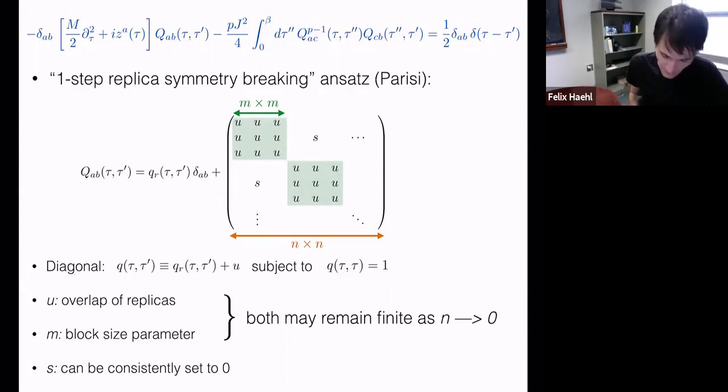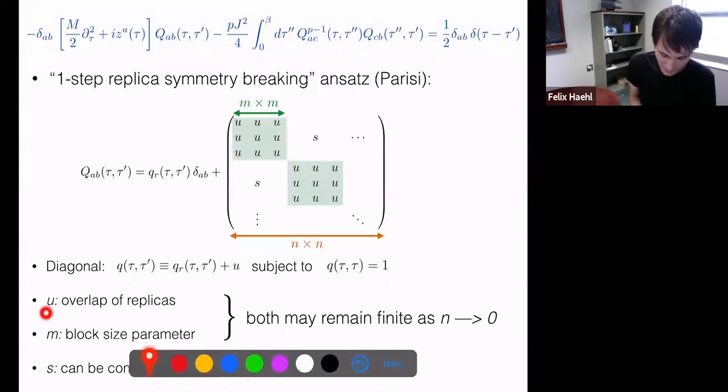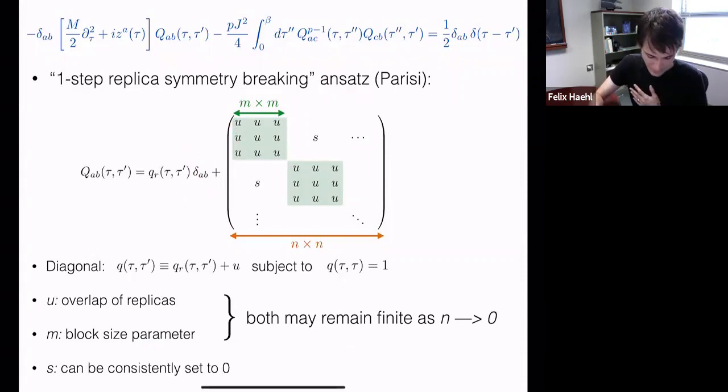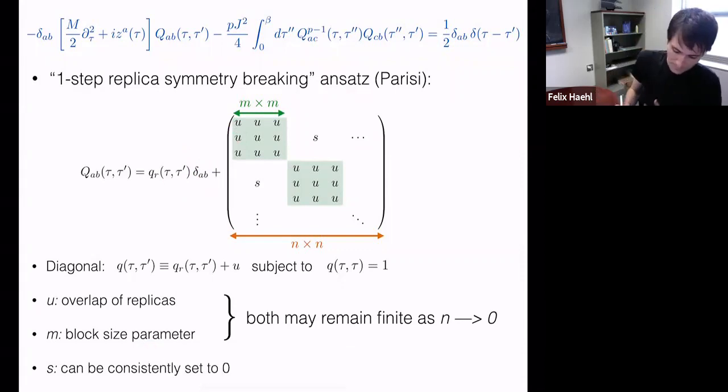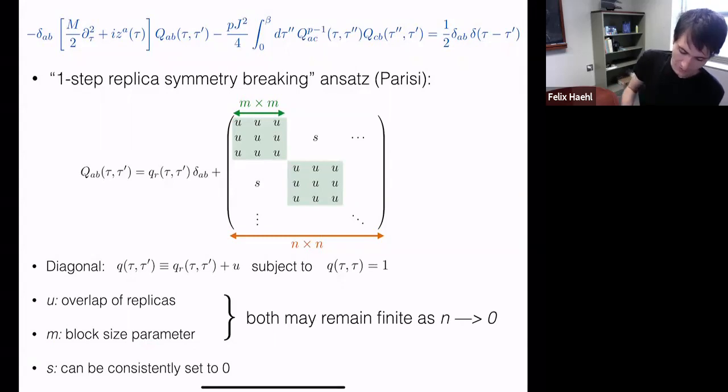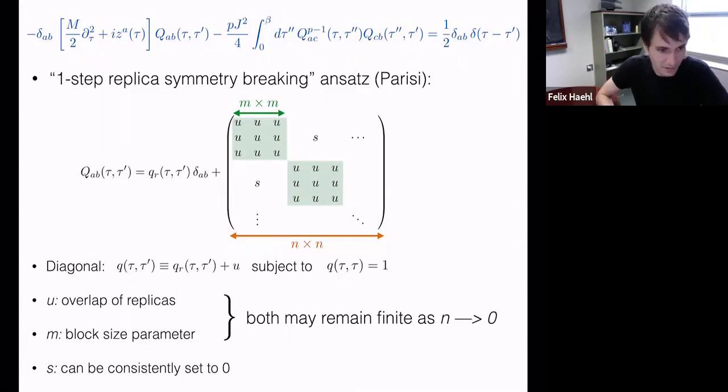Now, the meaning of this u parameter is that it tells you the overlap that you have between replicas. This diagonal time-dependent thing is the self-overlap within any replica, and these u's tell you the amount by which replica symmetry is broken, where you have overlap between replica copies. And in this n to 0 limit, these parameters might stay finite. All these parameters are going to show up in the equations of motion and in the various dynamical things you compute.